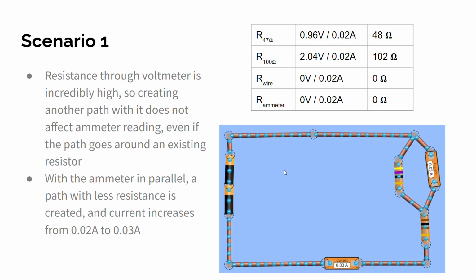And through our hand calculations of resistance, we saw that the resistance of the 47 and 100 ohm resistors were about what we expected, and the wire and ammeter resistance were 0, as this is an ideal scenario, so they are modeled as 0 resistance portions of the circuit.